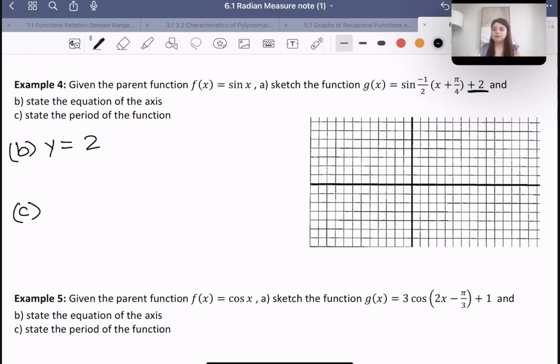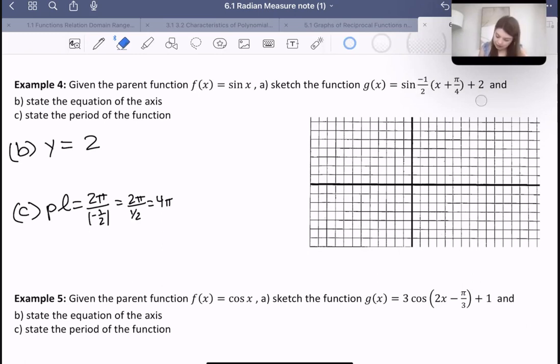So y equals 2 is the equation of the axis. Now, what about the period length? The period length is going to be 2 pi over the absolute value of the k value, which is negative a half, right? I see my k value right there. It's negative a half. So that's going to be 2 pi divided by a half, which is going to be 4 pi. So therefore, 4 pi is the period length. Okay, awesome. Now that we figured that out, let's sketch our graph.